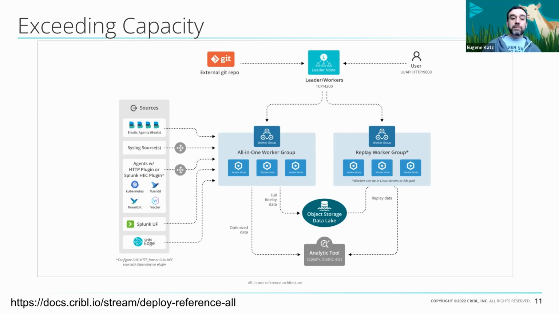That might be fine in some cases if, let's say, you have all pull sources and you don't really care if they're interrupted for a little bit. But most of the time, you need to think about what will happen if one of the sources spikes. What will happen if I exceed capacity?